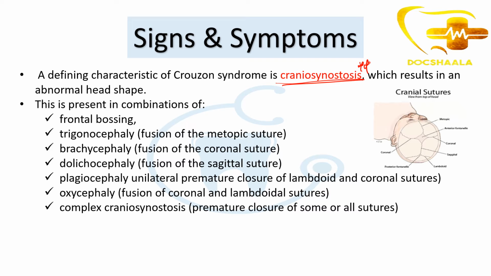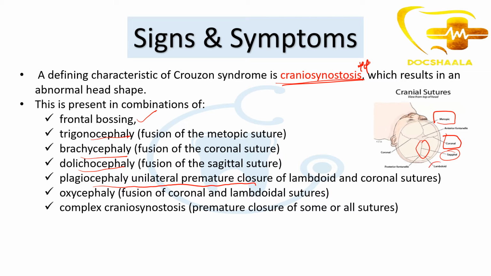Okay, so it presents in a combination of frontal bossing and trigonocephaly. Trigonocephaly is nothing but fusion of the metopic suture. The metopic suture is here. It results in trigonocephaly, and brachycephaly is fusion of the coronal suture. Then dolichocephaly, fusion of the sagittal suture, results in dolichocephaly. Then plagiocephaly, unilateral premature closure of the lambdoid and coronal sutures.